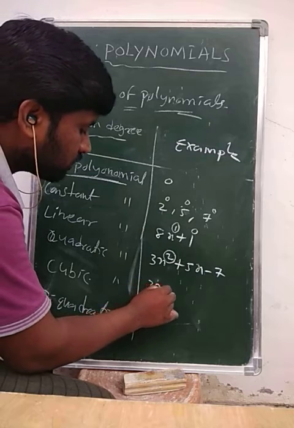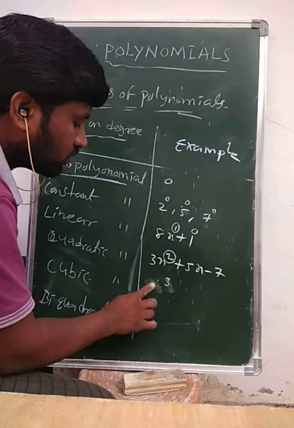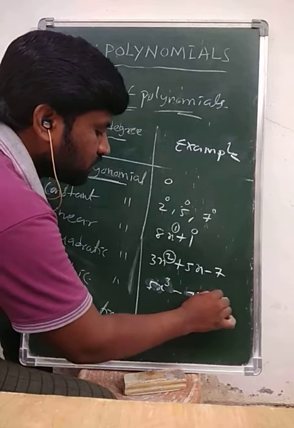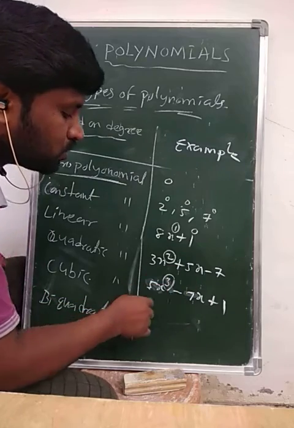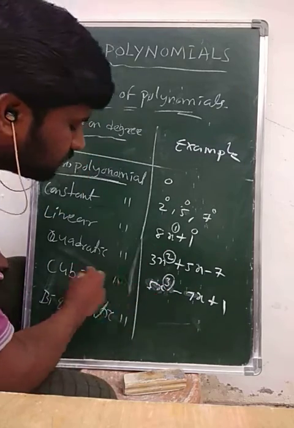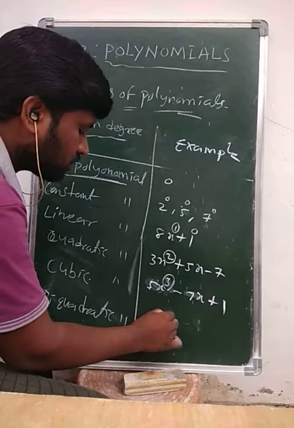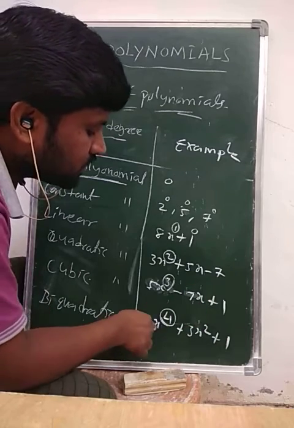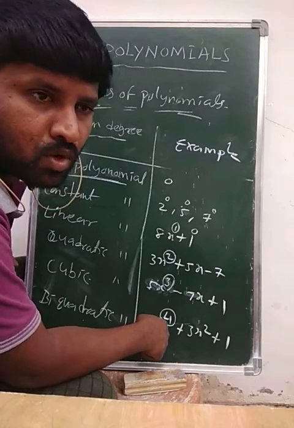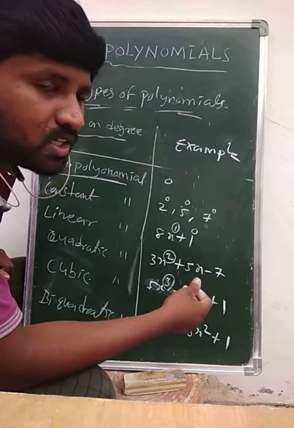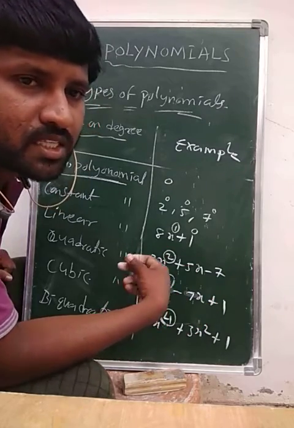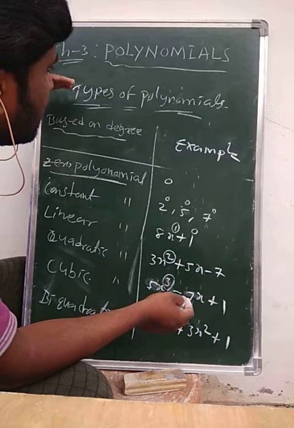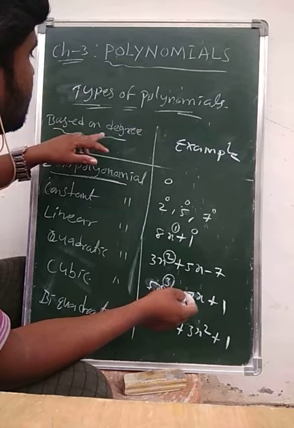Cubic polynomial, for example 5x cube minus 7x plus 1. The highest degree of the polynomial is 3. We call it a cubic polynomial. Biquadratic: the highest degree of the polynomial is 4, that is a biquadratic polynomial. Like that, if the highest degree of a polynomial is 100, then we call it a 100th degree polynomial. So like this, we can classify the polynomials based on degree.